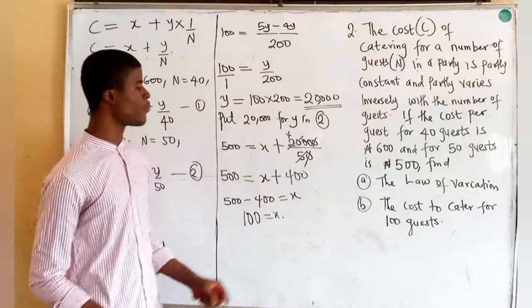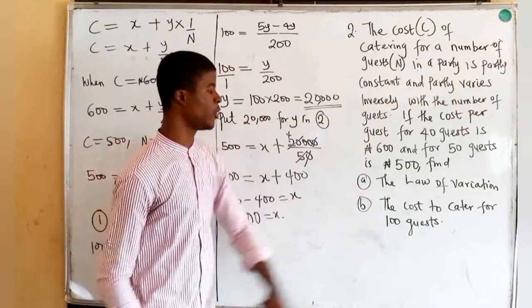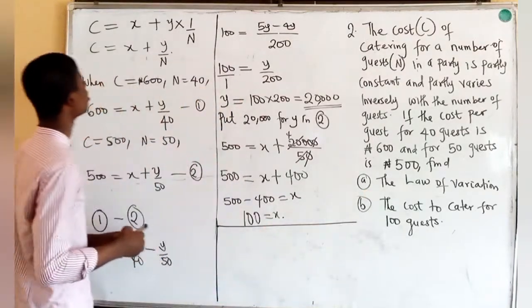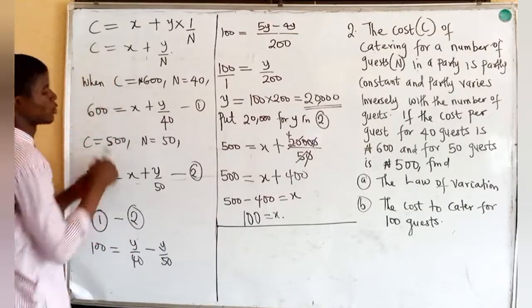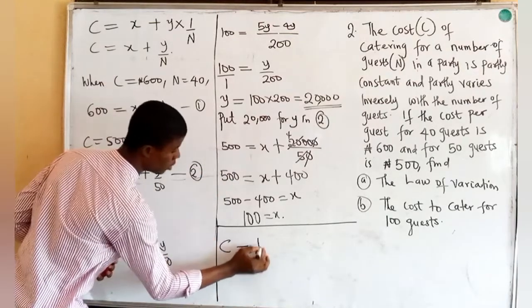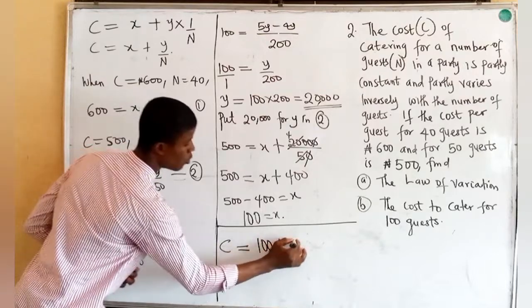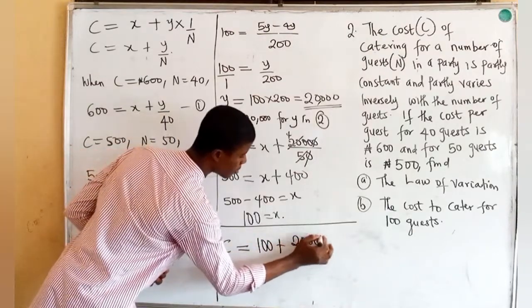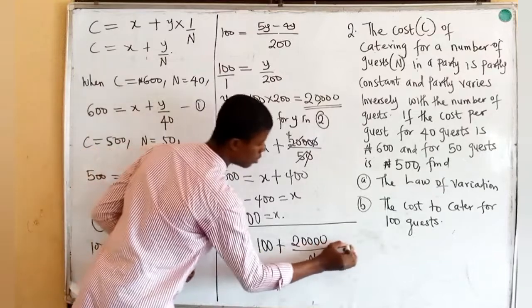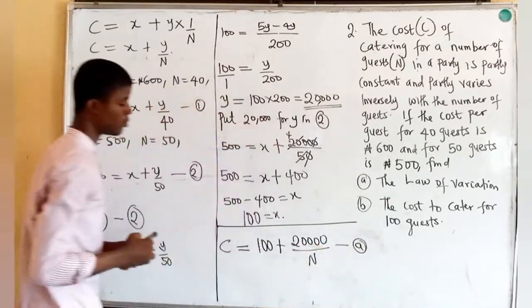So the constants of variation here, x and y, are 100 and 20,000. To get the law of variation, these values will be substituted into the original equation. So C will now be equal to 100 plus 20,000 over N. This is the law of variation, question A.